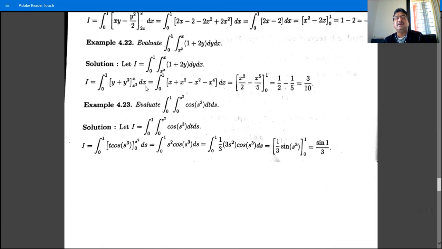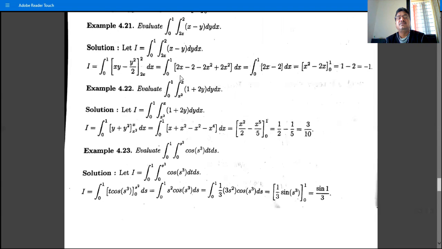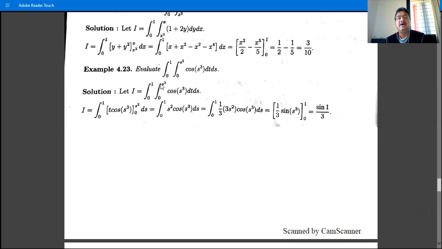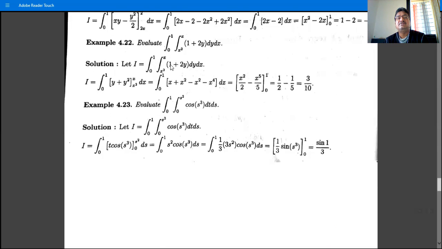So that's why we have to integrate first with respect to y, because the limit of y is in terms of a variable, because of Fubini's theorem. If the limit of y is in terms of a variable, then integrate with respect to y first. So integrating with respect to y first. So integration is very simple.